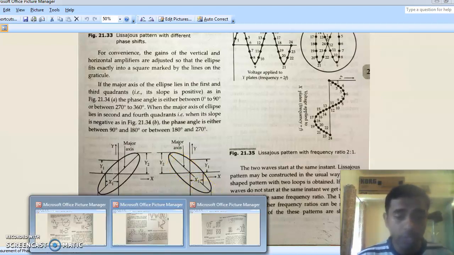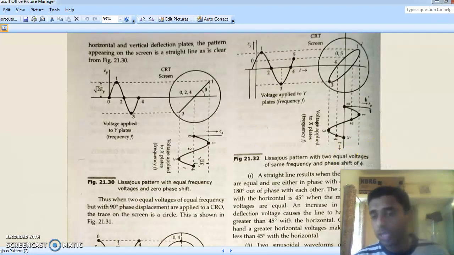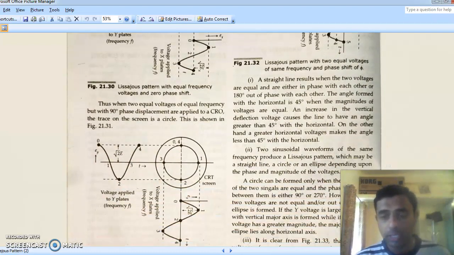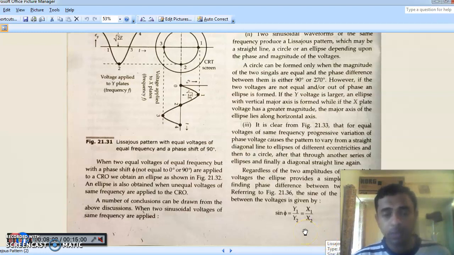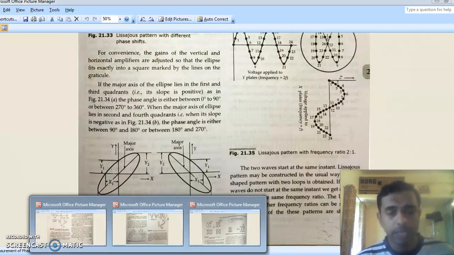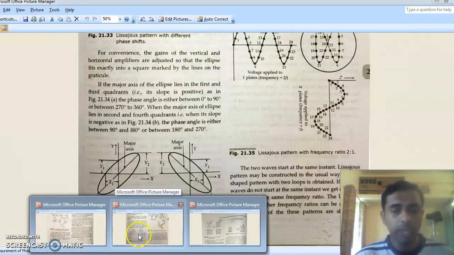Now what is the equation? This is how I calculate it. That is, sine phi equals y1 by y2, which is equal to x1 by x2. We have already seen what y1 and y2 are, as well as x1 and x2. You can take either and substitute to get sine phi. If you get sine phi, then we'll see the rest of the things. So we have seen the equation. Now we'll see some more things.